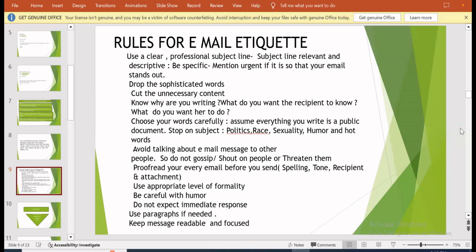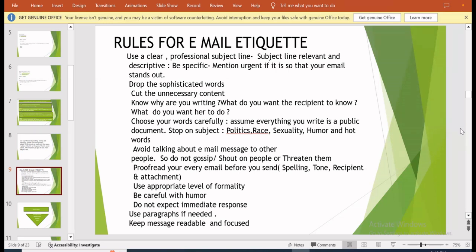So I should understand first why I am writing the email. Before writing an email, I always think, why shall I write? And I request my colleagues, juniors or interns working with me, that before writing an email, you should think, why are you writing? What is the objective? What do you want the recipient to know? If you are sending a mail, what do you want to inform them? And what do you want them to do if you are giving any instruction? That should be clear.